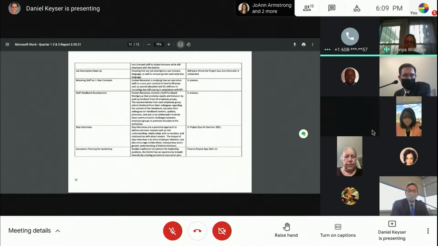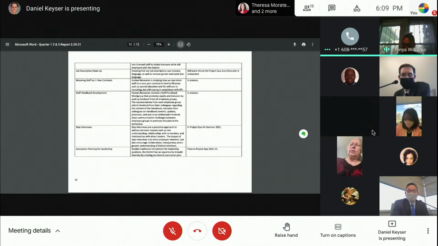And so we are looking at what we can do to retain them and not have to re-recruit them if they're in a program and working towards obtaining their licensure. We also need to be mindful that we're compliant with DPI as well. But we want our staff on those one-year contracts that are working towards that to know that we're also investing in them as they're investing in the work on securing licensure. And then we're also in the process of our staff handbook development with our staff handbook work group.